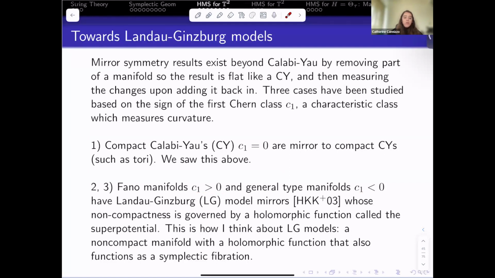So if you have something not compact, especially if it's unbounded, there's a lot more that can happen. Your Lagrangians can also be non-compact, and then you don't know what happens as they go out to infinity. To get a handle on that, also attached to the non-compact manifold is a holomorphic function called the superpotential. This is how I personally think about a Landau-Ginzburg model: a non-compact manifold with a holomorphic function. I also think about that holomorphic function as a fibration, a symplectic fibration where the base is C and the fiber is, for me, usually a torus. A Landau-Ginzburg model also shows up a lot in physics, and I think it's really cool that it's showing up in this way here.